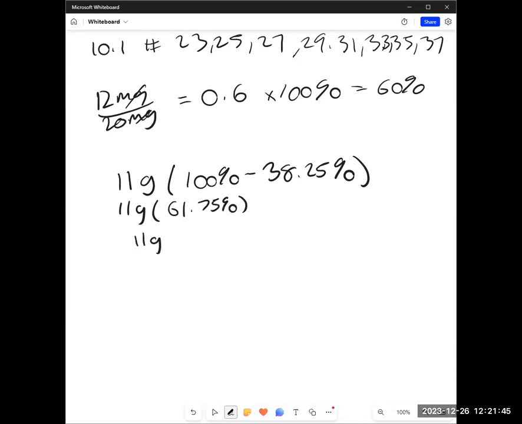Change that percent to a decimal. Is 6.7925 grams. They tell us to round to the nearest tenth as needed. So that's about 6.8 grams.